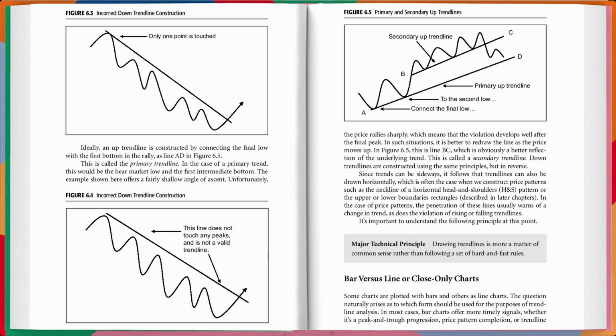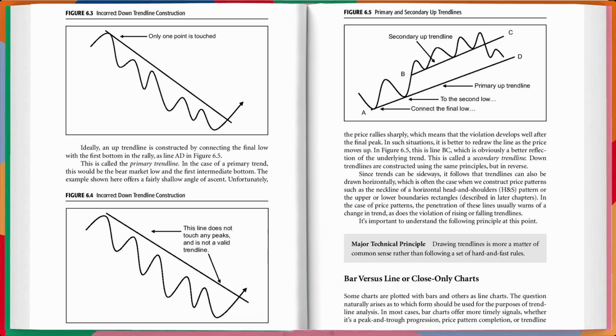Downtrend lines are constructed using the same principles, but in reverse. Since trends can be sideways, it follows that trend lines can also be drawn horizontally, which is often the case when we construct price patterns such as the neckline of a horizontal head and shoulders pattern, or the upper or lower boundaries of rectangles, described in later chapters. In the case of price patterns, the penetration of these lines usually warns of a change in trend, as does the violation of rising or falling trend lines.